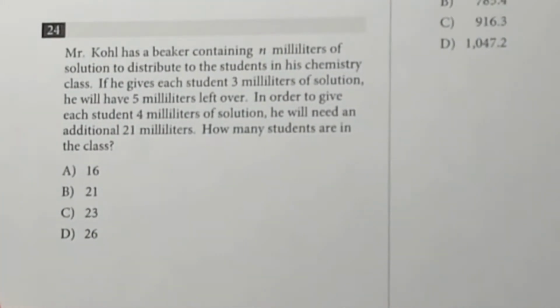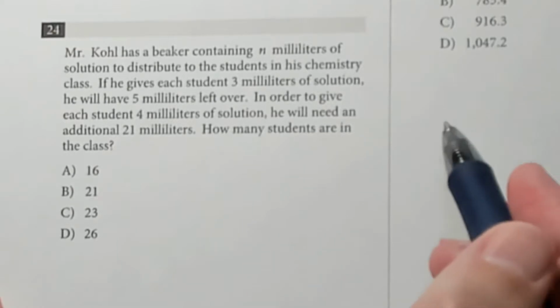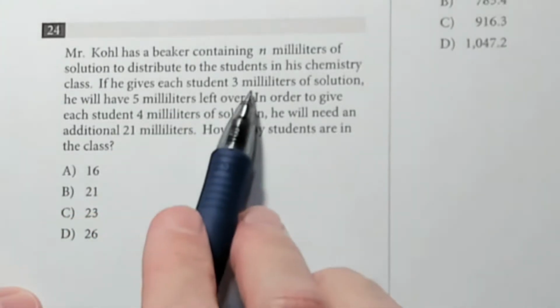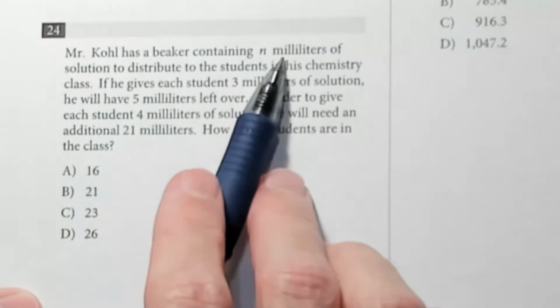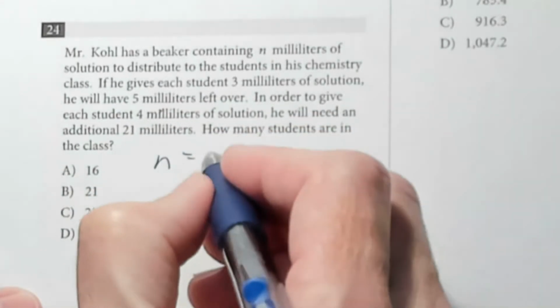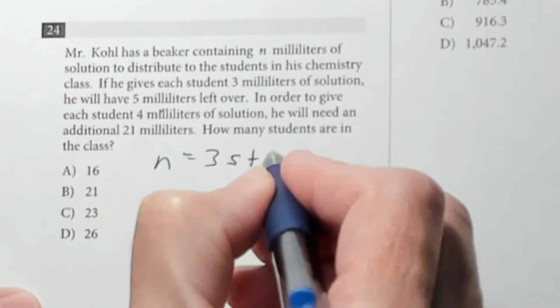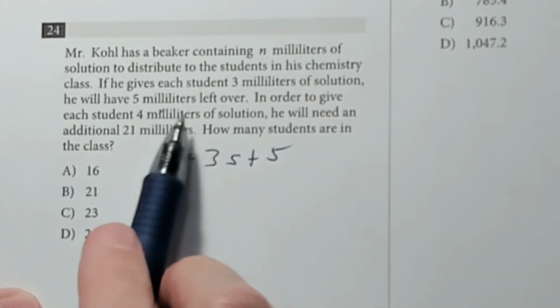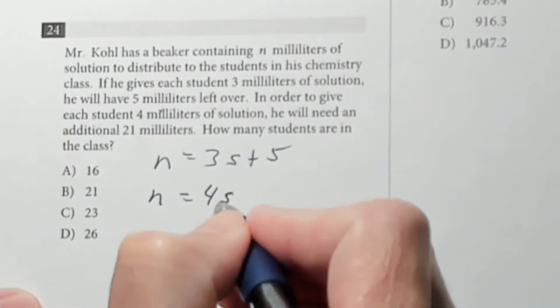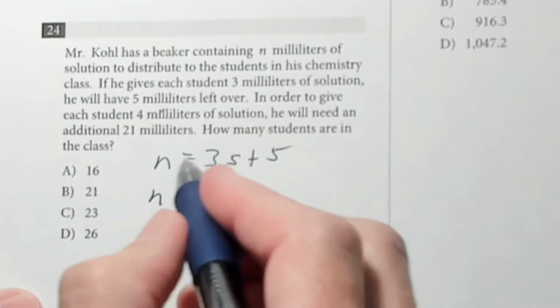24. So I gave you time to pause to check it out. Number of students. It gives each student 3 milliliters of the solution. There's N solution originally, so N. He'll have 5 left over. So you've got 3 times each student plus 5. Now give each student 4. So N equals 4 times S.